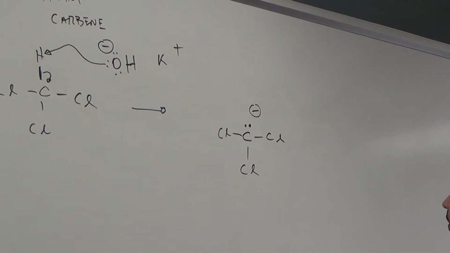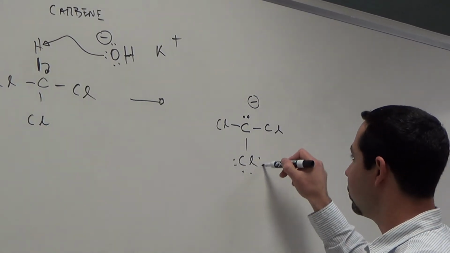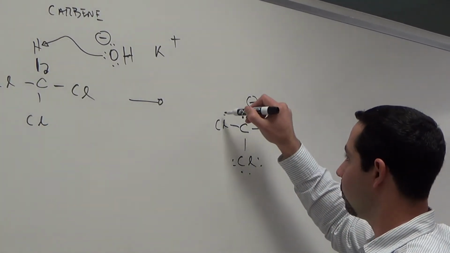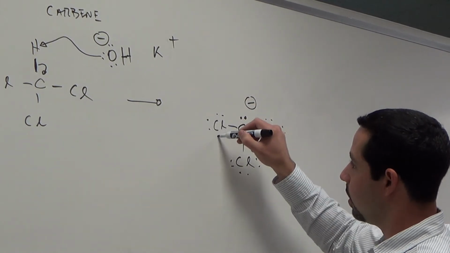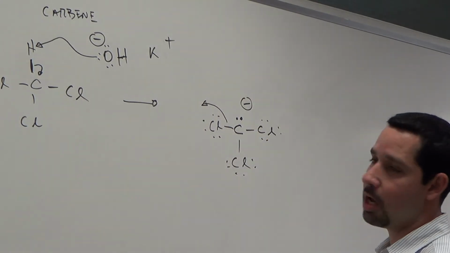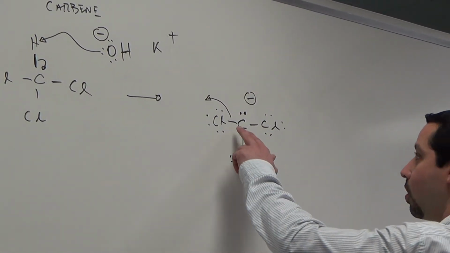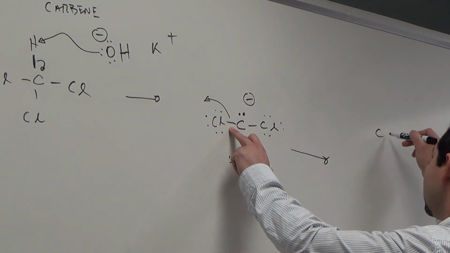Whatever, it doesn't matter to me. And now look what happens. These chlorines have electrons. This one decides to say, hey, I'm leaving, and I'm taking the electron pair. So what is this going to form?